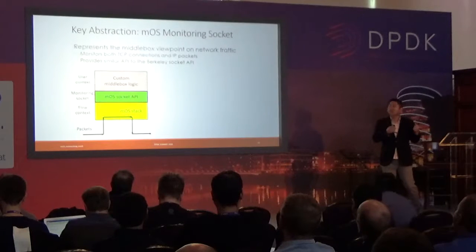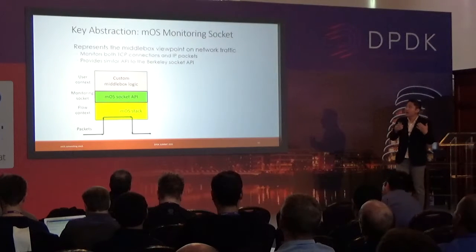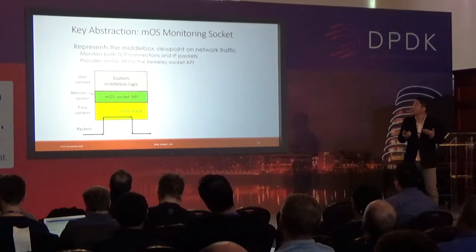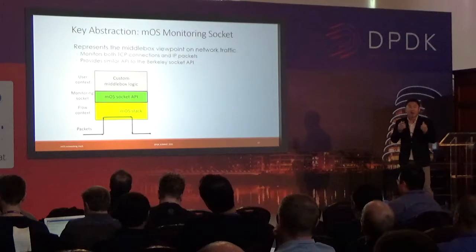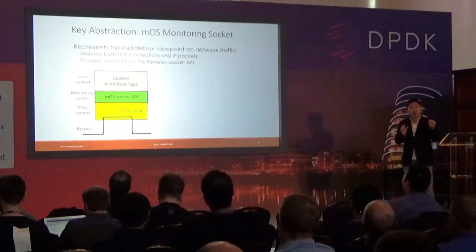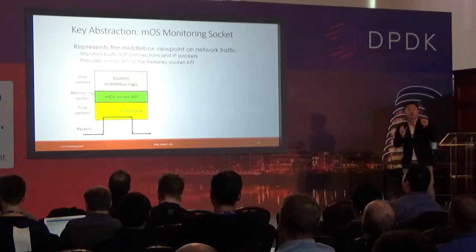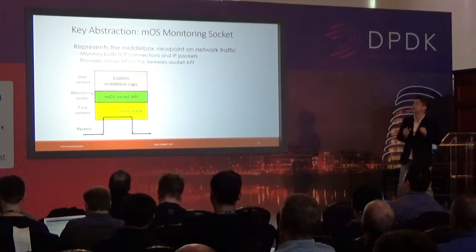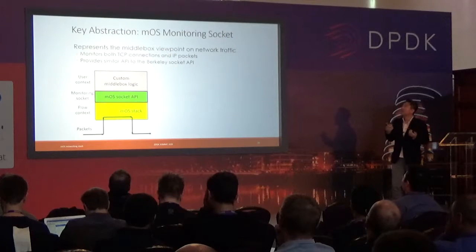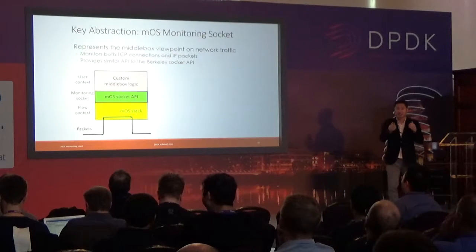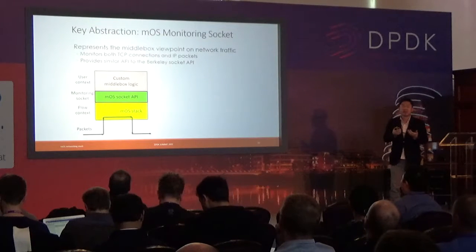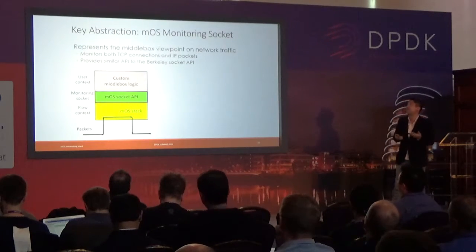The key abstraction in mOS is that we have a socket. It's similar to the Berkeley Socket API, but we call it a monitoring socket, because it represents the middlebox viewpoint, not the end host viewpoint, on network structure. You can create and use the socket to monitor both TCP connections and also individual IP packets. And it provides an API similar to the Berkeley Socket API.